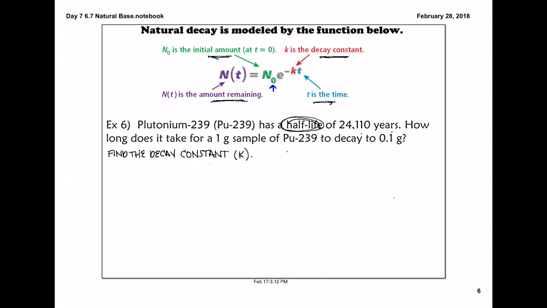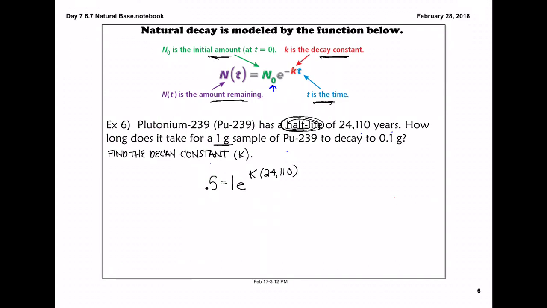So we know that we are talking about 1 gram. So they are asking if we have 1 gram as our initial amount, when is it going to be half that amount, which would be 0.5. So 0.5 would be our N of t. N sub O would be 1. We then have our e. We don't know our decay constant, so we have to solve for K. And our T is going to be our years, which they told us was 24,110.